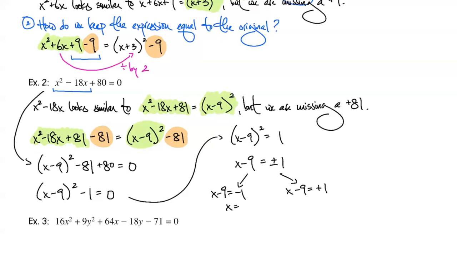And we'll get x equals, oh, how's my arithmetic this morning? -1 plus 9 gives me 8. And x equals 1 plus 9, which gives me 10.